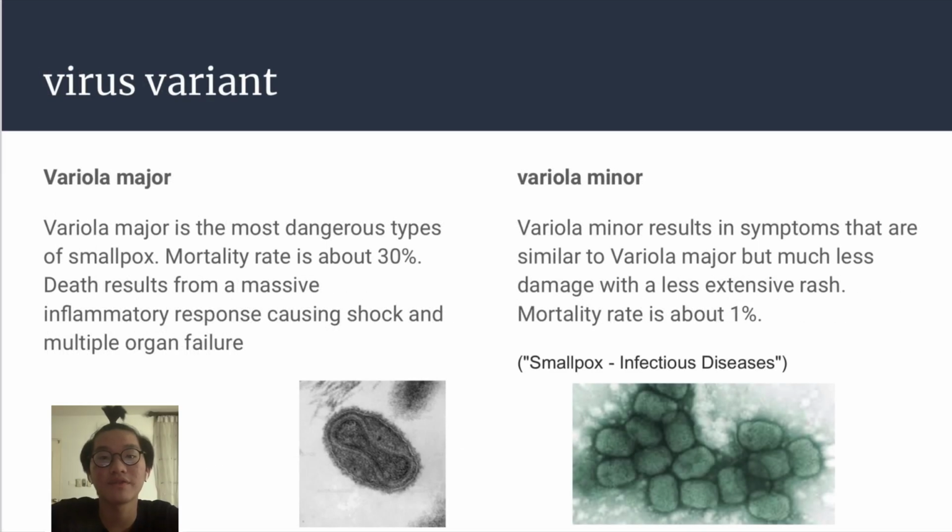Variola virus can be classified into two types, variola major and variola minor. Variola major is the most dangerous type of smallpox. The mortality rate is about 30% death, resulting from a massive inflammatory response causing shock and multiple organ failure. Another type, variola minor, results in symptoms that are similar to variola major but with less damage, and a less intensive rash. The mortality rate is about 1%.